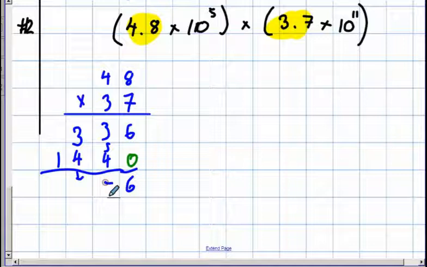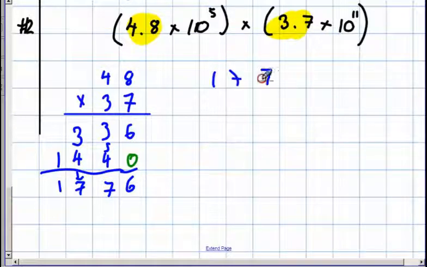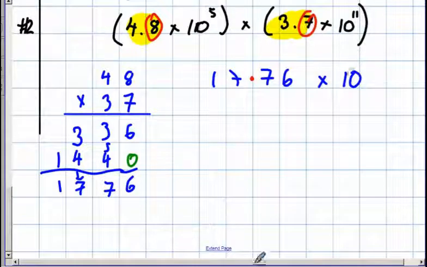Add those up. And we get 1776. My question had two figures after the decimal point. So my answer is 17.76. Now to find the power of 10, what you do is you look at the powers of 10 in each of the numbers. We've got 10 to the power of 5, 10 to the power of 11. So my answer is 10 to the power of 16.